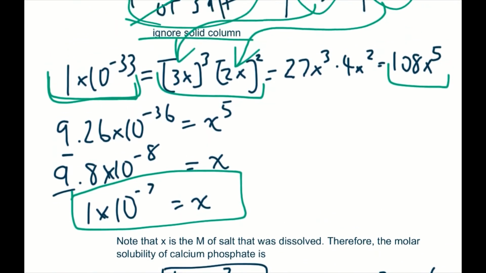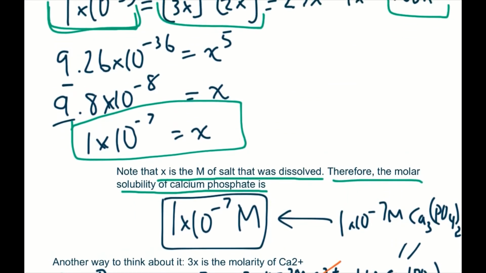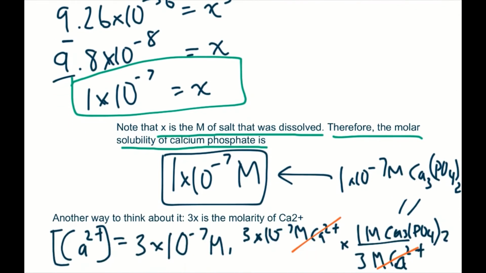So if you remember, x is the molarity of salt that was dissolved. Therefore, the molar solubility of calcium phosphate is equal to x, or in other words, the molar solubility of calcium phosphate is around 1 times 10 to the negative 7 molar. And if that didn't make sense to you, let's think about it another way.